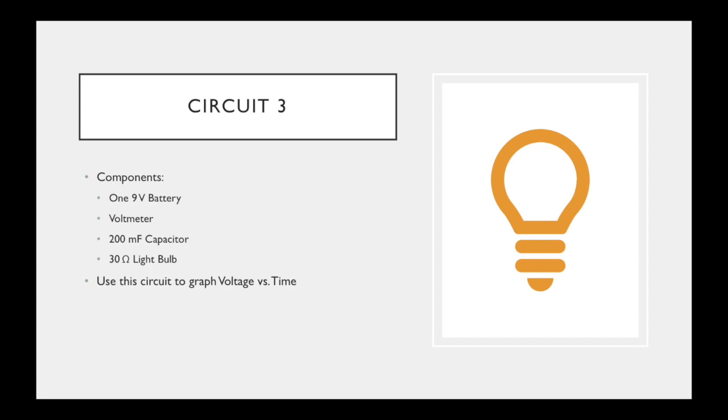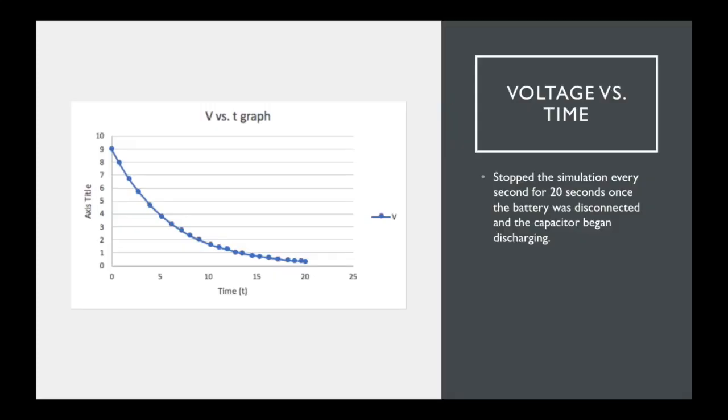In the third circuit, a similar process was used to create the previous ones. However, this circuit includes one 9 volt battery, a 200 microfarads capacitor, and a 30 ohm light bulb. This circuit will be used in order to graph voltage versus time. Here you can see the voltage versus time graph, and you can see that it decreases exponentially.